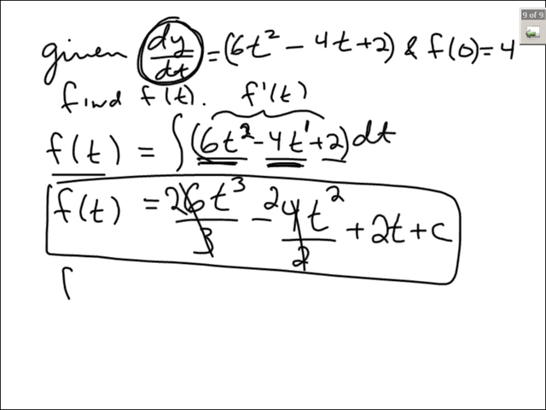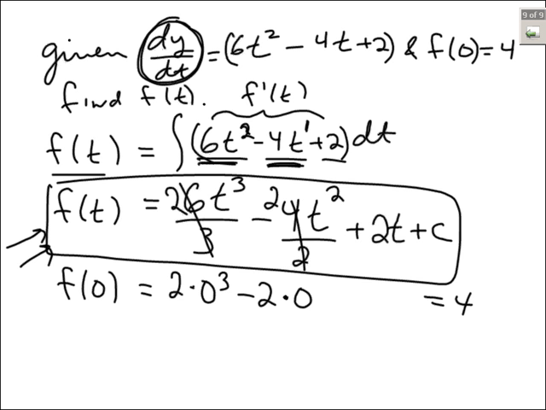But they're telling you, on one hand, f of 0 is 4. Well, using this equation right here, f of 0 is 2 times 0 cubed minus 2 times 0 squared plus 2 times 0 plus c. Well, this is 0, this is 0, this is 0. You add or subtract zeros, you get 0 plus c is plus c. And plus c is 4.